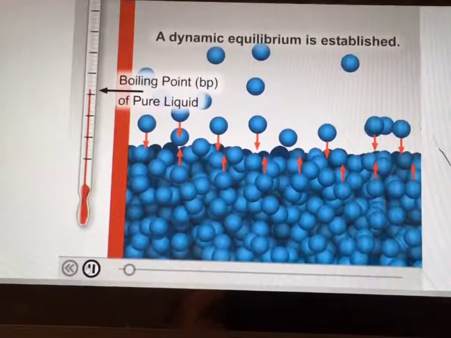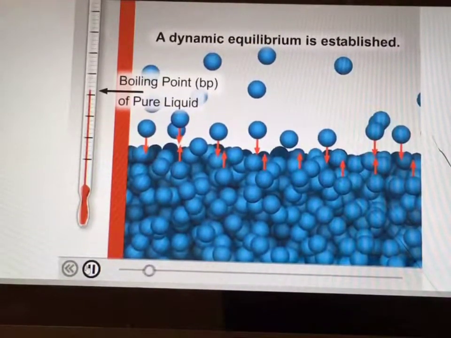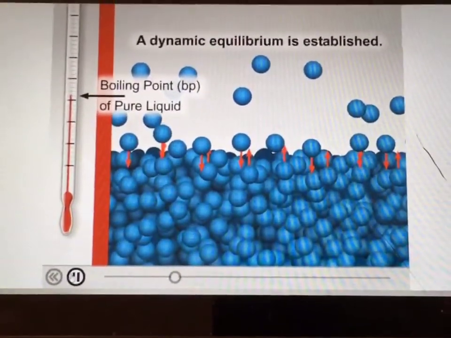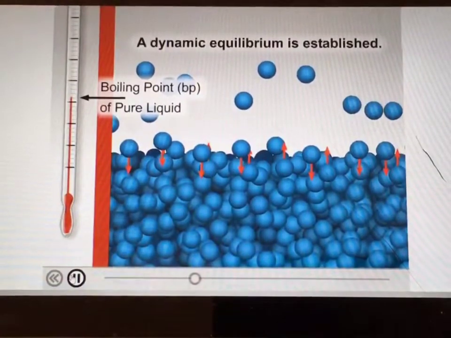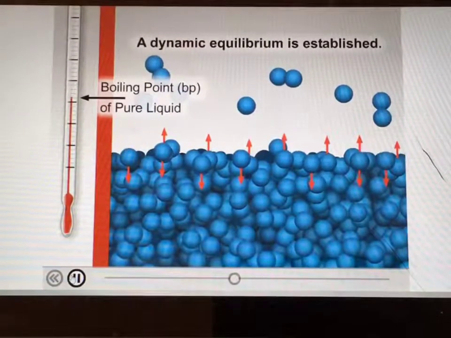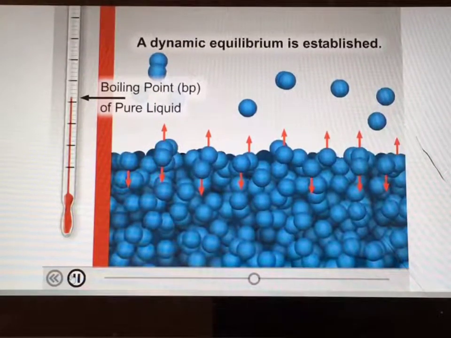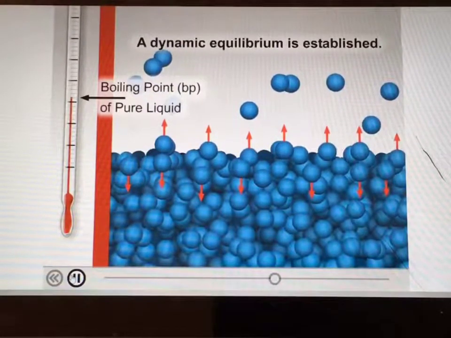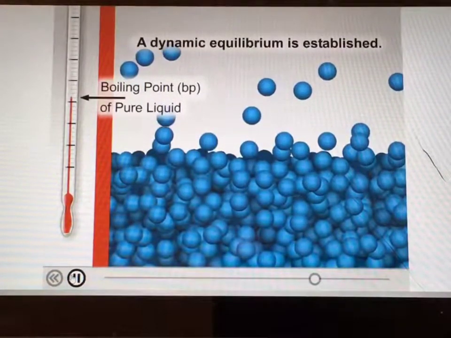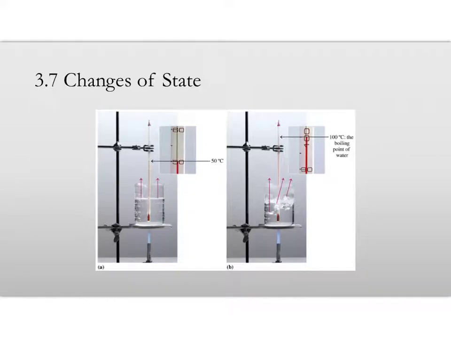At the boiling point of a pure liquid, a dynamic equilibrium is established between molecules in the liquid phase and molecules in the vapor phase. Some molecules at the surface of the liquid have enough energy to leave the surface and enter the vapor phase. Some molecules in the vapor phase collide with the surface. At equilibrium, the number of molecules leaving the surface is balanced by the number of vapor molecules that return.